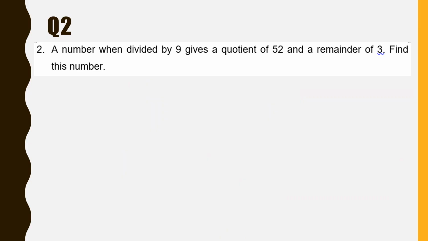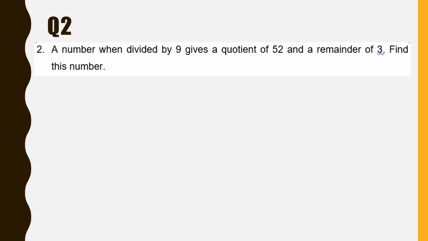Okay, now let's read this question together. I'm going to pull out the laser pointer. Question 2 of the worksheet on page 2 of the level worksheet. A number when divided by 9 gives a quotient of 52 and a remainder of 3. Find this number. Now, as always, take out a highlighter and highlight the keywords.